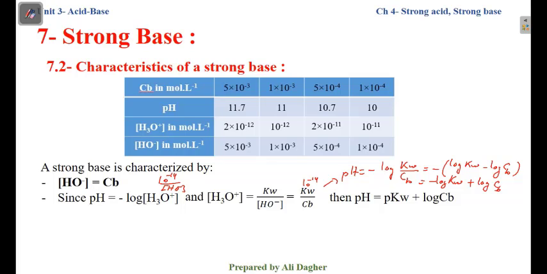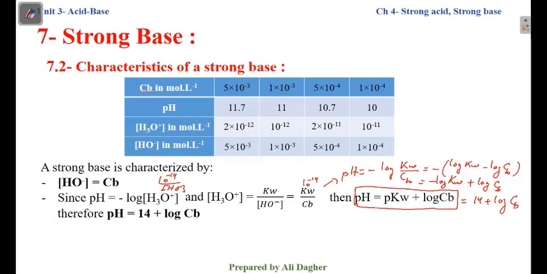Negative log Kw equals pKw, plus log Cb. Then the pH of a strong base equals pKw plus log Cb. At 25 degrees, pKw equals 14, then pH equals 14 plus log Cb. Therefore, pH equals 14 plus log Cb, because our study is limited to 25 degrees.